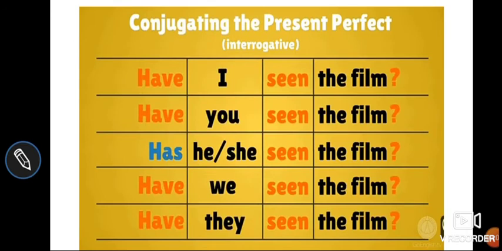Have I seen the film? Have you seen the film? Has she seen the film? Or has he seen the film? Have we seen the film? Have they seen the film? Here in this sentence, it is an interrogation, or a question form. So, have or has must come at the beginning of the sentence.